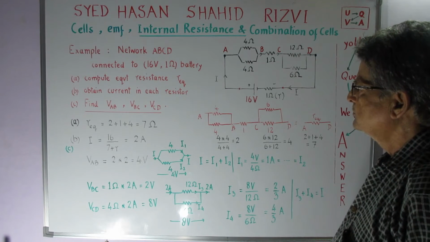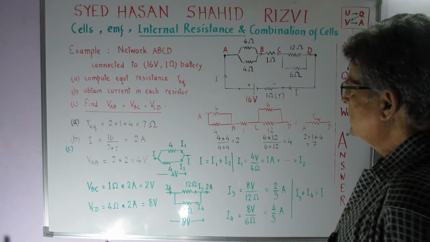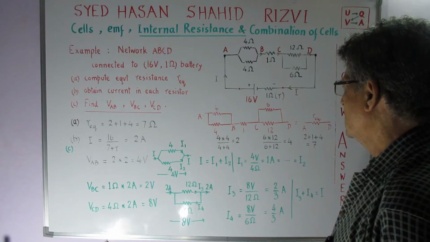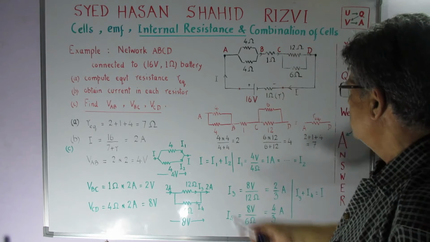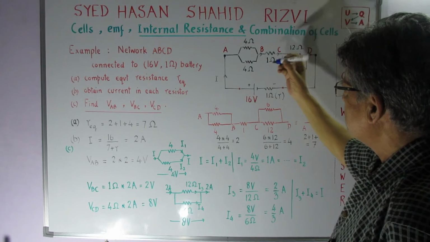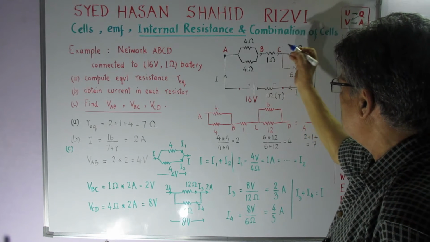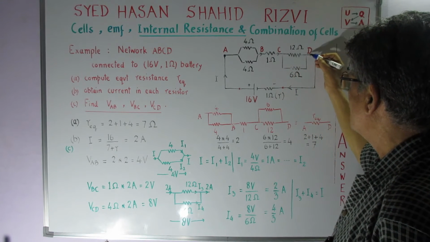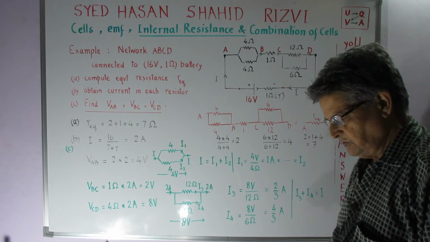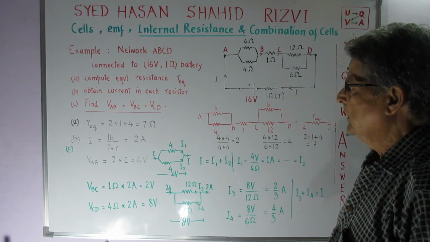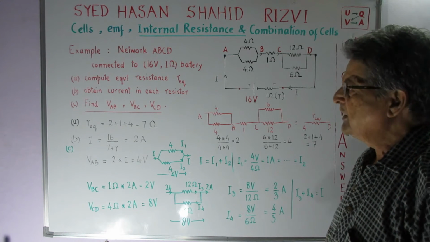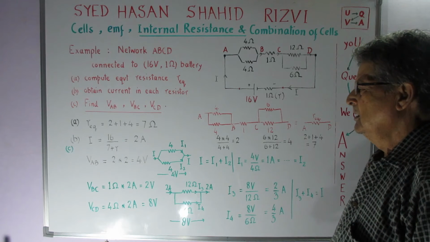Now I have put in a current which is coming out of the positive terminal of the battery, I, and which comes back here, I. So over here it will be I, over here it will be I, and over here it will be I. Okay, so this is the situation. It's very simple, it's very easy.